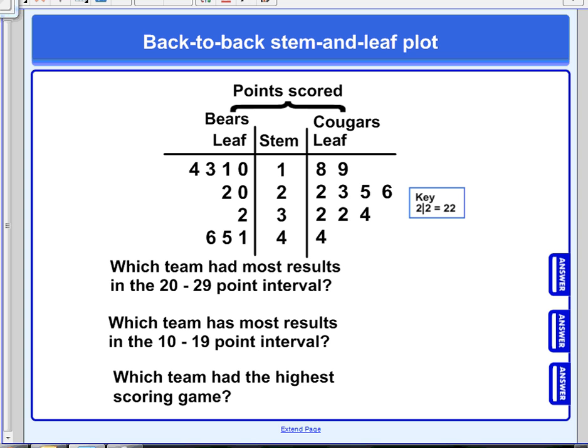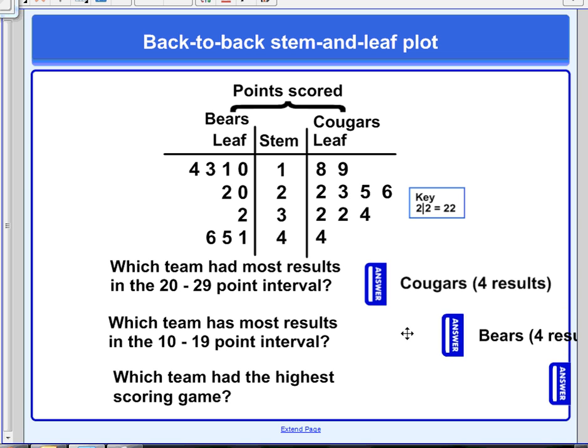So we have, which team had the most results in the 20 to 29 point interval? We can look at our 20 stem and we can say, well, the bears only had 2, but the cougars had 4. So in this case, the cougars. Which team has the most results in the 10 to 19 point interval? We can look at our 10 spot. Well, the cougars had 2, the bears had 4. So in this case, the bears.